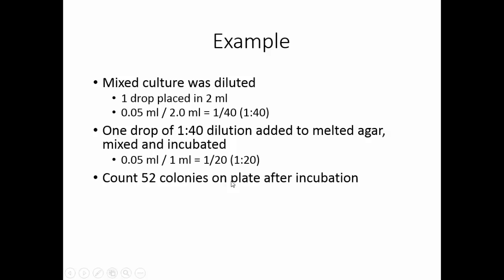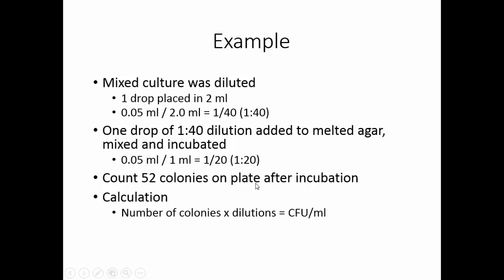If you count 52 colonies on your plate after it's incubated, then you want to do the calculation by multiplying the number of colonies times the dilution factors. In this case, if you counted 52 colonies, you had a 1 to 40 dilution factor initially, and then because you only planted 1/20th of a milliliter, you had another 1 to 20 dilution. So 52 times 40 times 20 is 41,600 colony-forming units per milliliter.